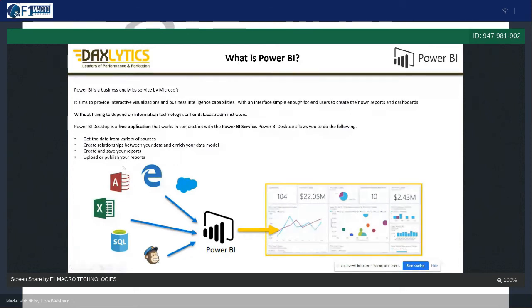The first part is ETL. ETL means data extraction, transformation, loading. The second part is data modeling. The third part is data visualization, and then you will publish your report. This is the flow, and every BI tool has the same flow. First you will do the ETL, second you will create a data model, third you will visualize your data, and then you will publish your report. So this is the flow of Power BI, or you can say this is the flow of BI tools.